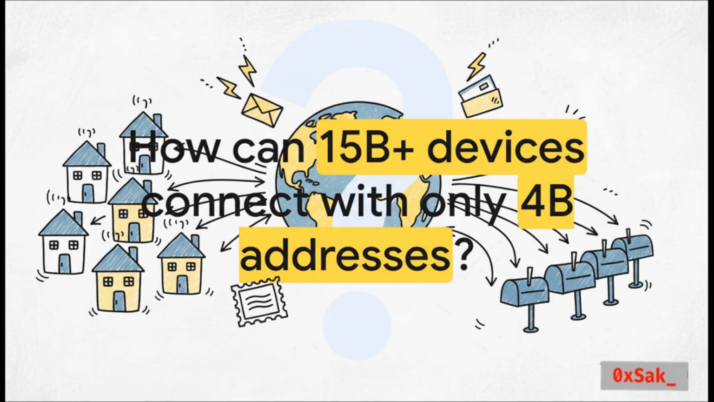And all that leaves us with one last kind of fascinating question. We've established that there are only about 4 billion IPv4 addresses, but there are well over 15 billion devices connected to the internet today. So how does that work? How can we possibly have more devices online than we have addresses? Well, the answer involves a very clever trick called NAT and a whole new system called IPv6. But that's a story for our next explainer.